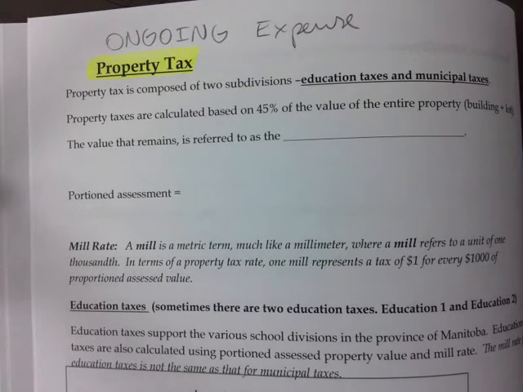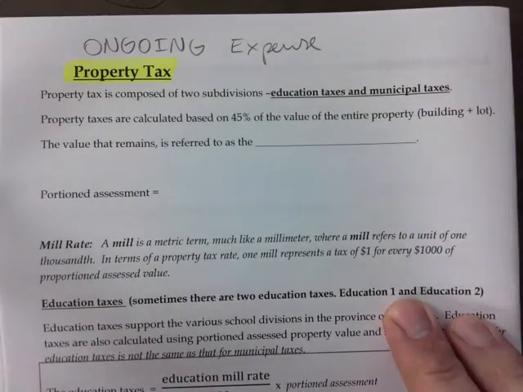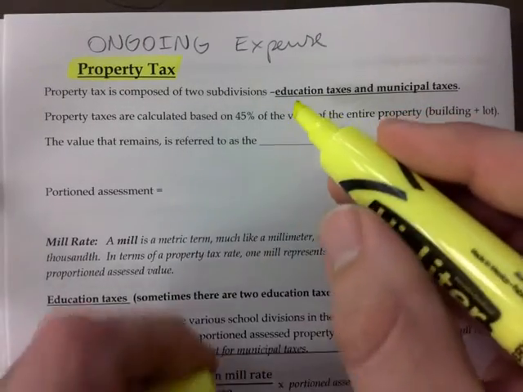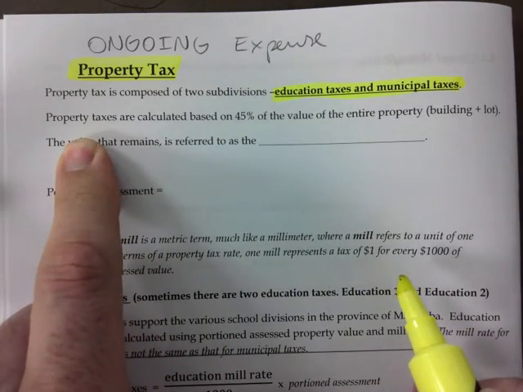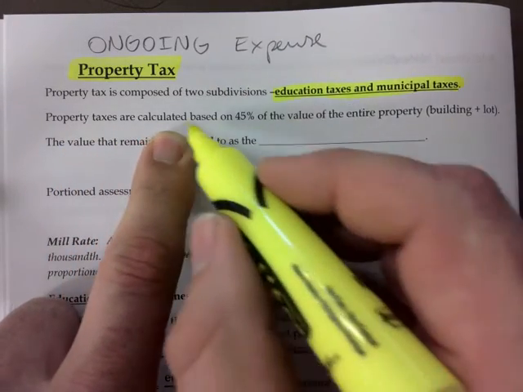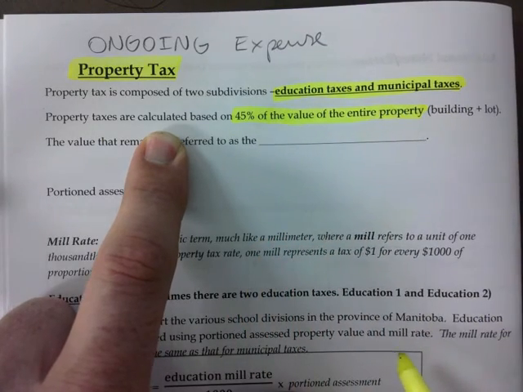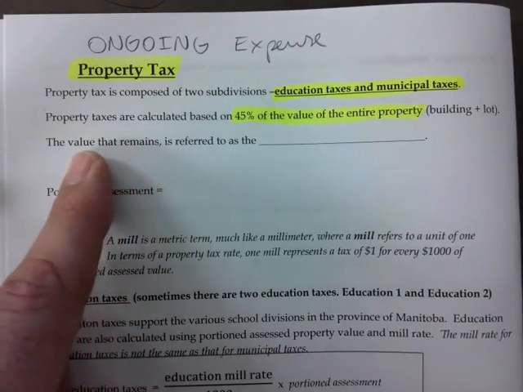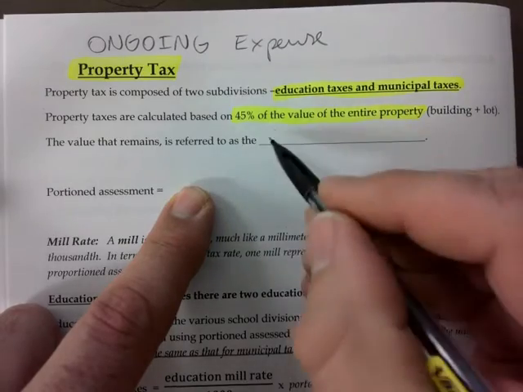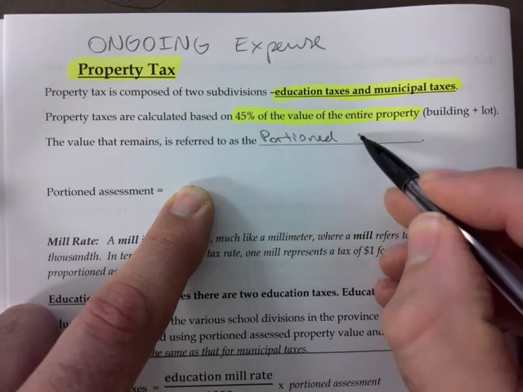But I need you to understand that this is real life. This isn't just a made-up thing, okay? So if you have a highlighter, property tax is composed of 2 subdivisions. There's education and municipal taxes. Property taxes are calculated based on 45% of the value of the entire property, so your building and the lot, right? The value that remains is referred to as the portioned assessment. Write this in there.